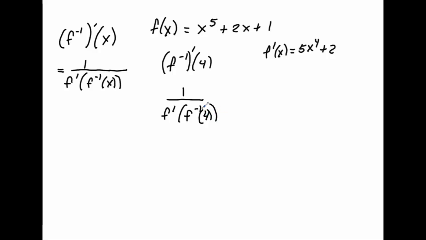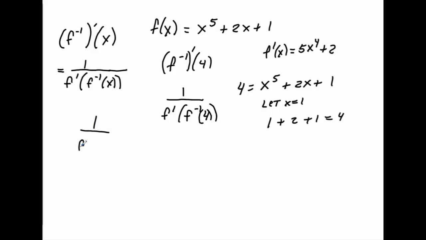So first thing we're going to do here is set the original function equal to 4. Okay, we would solve for that, and we can tell by looking, if we let x equal 1, here we'd get 1 to the 5th power, which is 1, plus 2, plus 1, that gives me a value of 4. So we go back to this function, and all we're going to do is put in the value of 1 into the derivative instead of the value of 4.